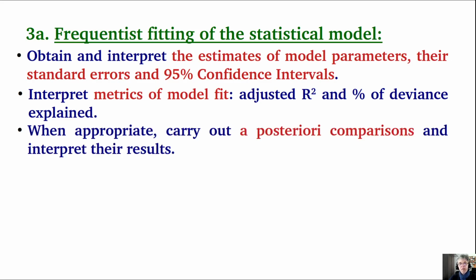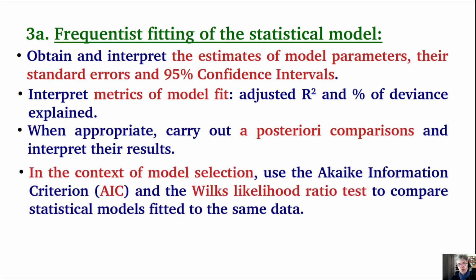And then when appropriate, in the case of the Frequentist framework, we carry out a posteriori comparisons and interpret the results. And should we use model selection, we should compare the models using the Akaike information criterion and the Wilks likelihood ratio test to compare the statistical models fitted to the same data. I am going to discuss both the AIC and the Wilks likelihood ratio test in coming videos.